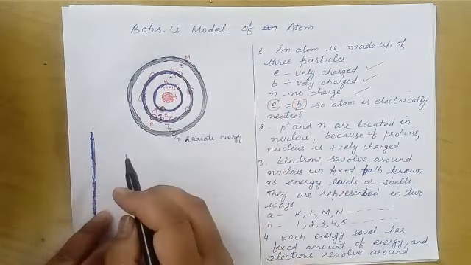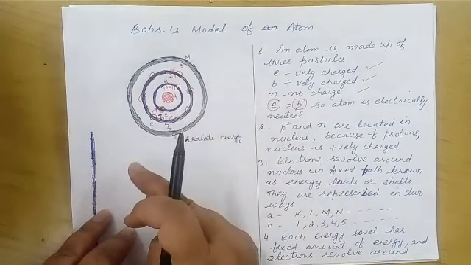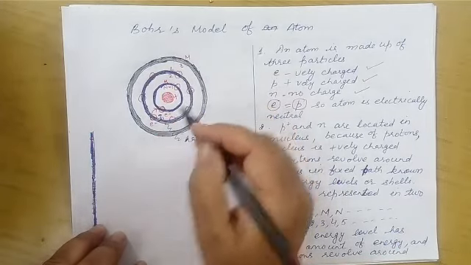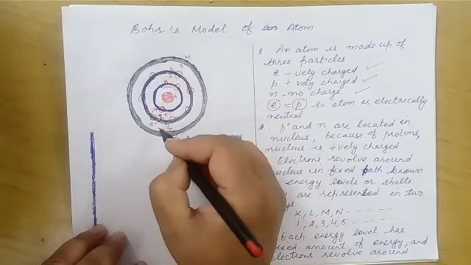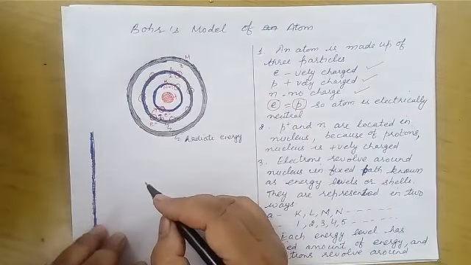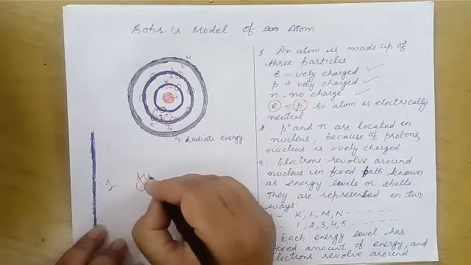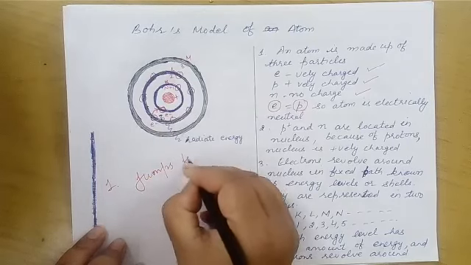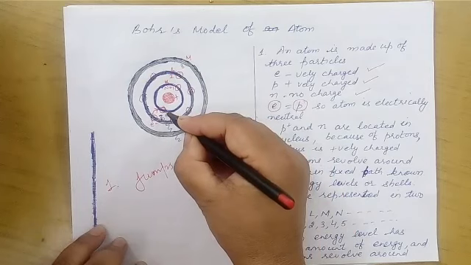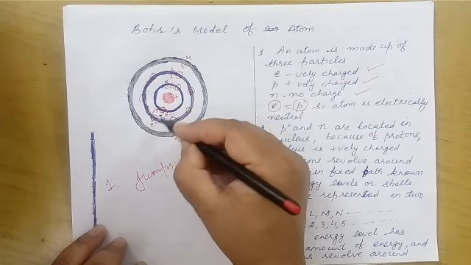Now each energy level has a fixed amount of energy, and electrons revolve around the nucleus with that particular amount of energy only. It neither loses nor gains energy when it is present in its particular shell. Change of energy only takes place when it jumps from outer to inner level, so it loses or radiates energy, or from inner to outer level, it gains energy.